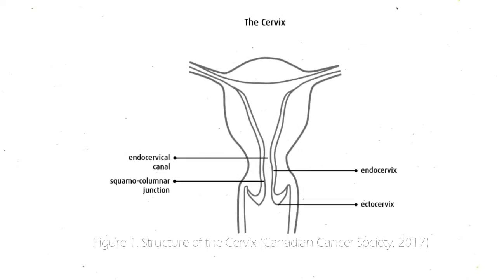As shown in this first figure, you are able to see the endocervical canal, which is a passageway from the uterus to the vagina, and it is made up of 2 types of cells, the columnar cells and the squamous cells. So when a woman develops cervical cancer, the malignant cells, which are the cancerous cells, target these columnar and squamous cells, according to the Canadian Cancer Society, dated 2017.